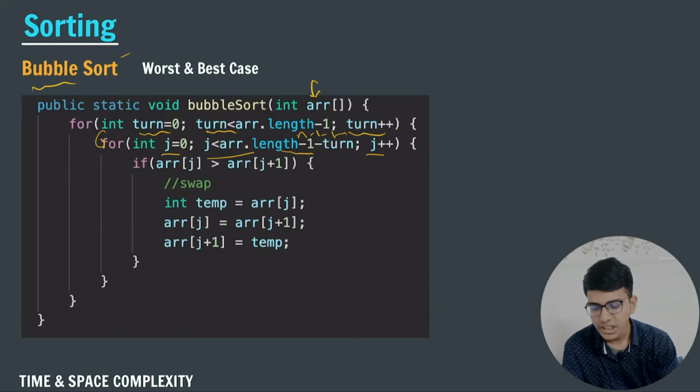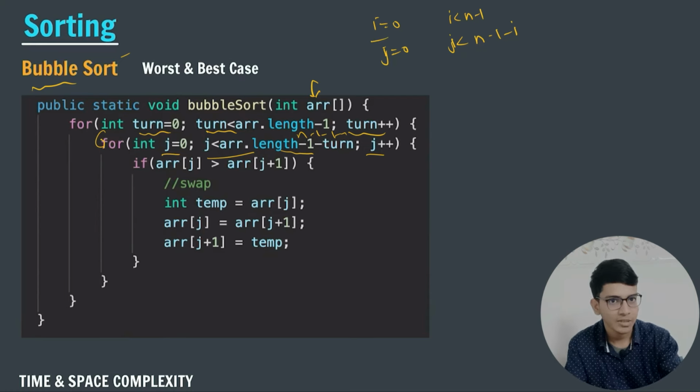Okay, now let us see how we can calculate the time complexity of bubble sort. For that, my outer loop is running from i is equal to 0 to i less than n minus 1. After it, my inner loop is running j is equal to 0 to j less than n minus 1 minus i times. Here, in place of turn, I am taking i because I don't want to write the long name turn. Here I am incrementing the i value at each iteration.